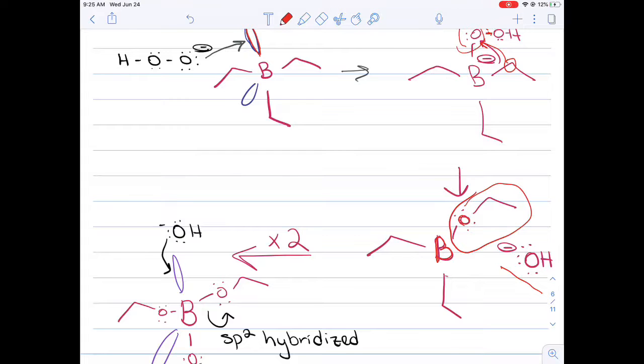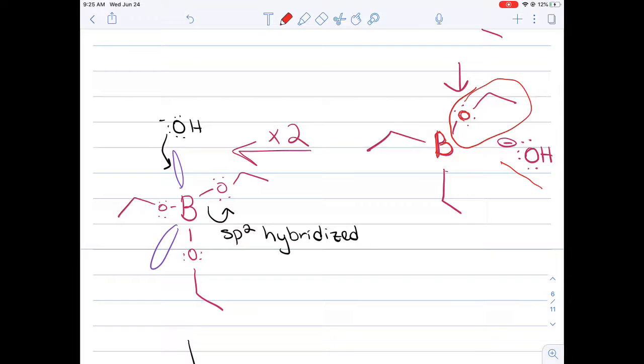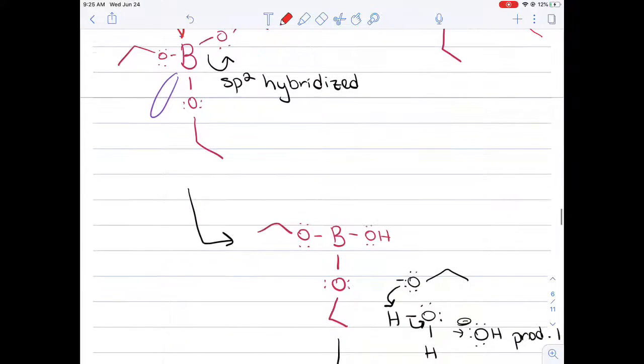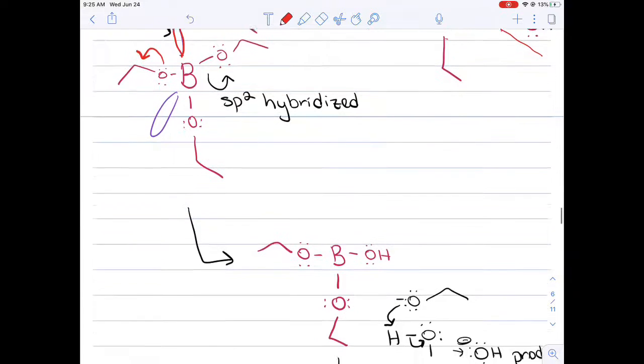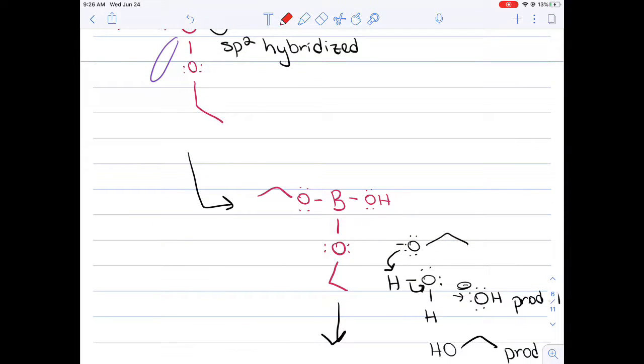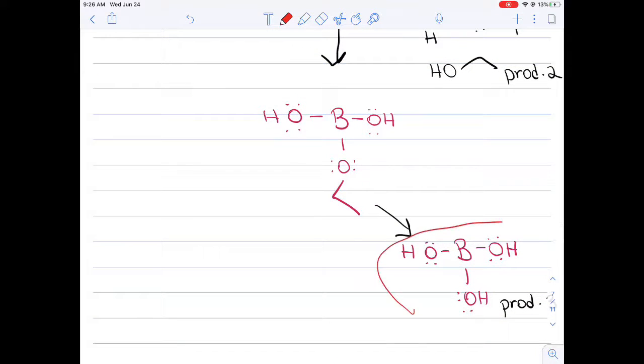Okay, so this occurs 2 more times. And what happens next is that OH ion is going to once again attack the unhybridized orbital, and it's going to expel one of these. So as a result, you have a BOH now. This is going to happen, as you can guess, 2 more times. And you're going to be left with this as a product.